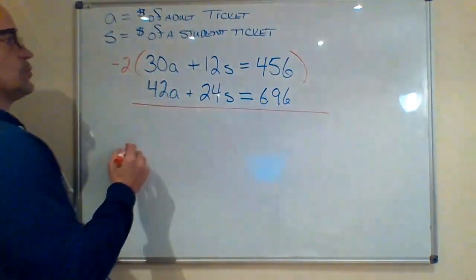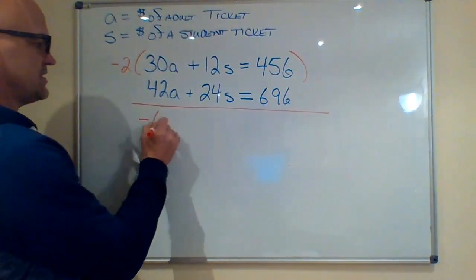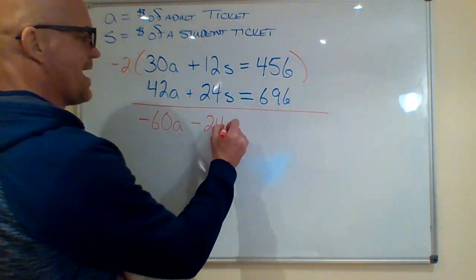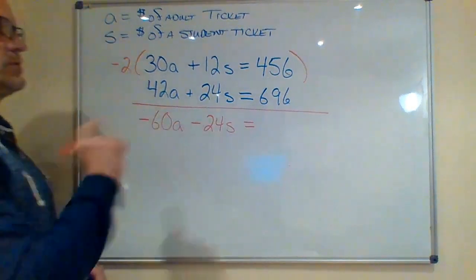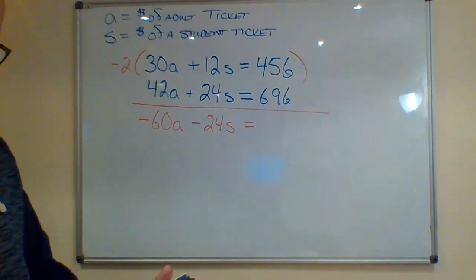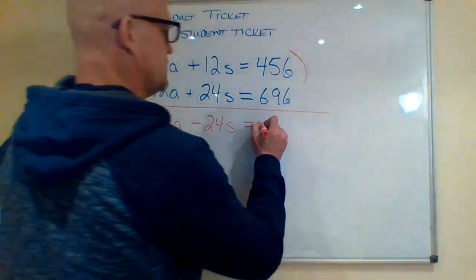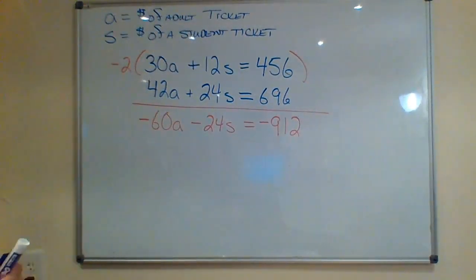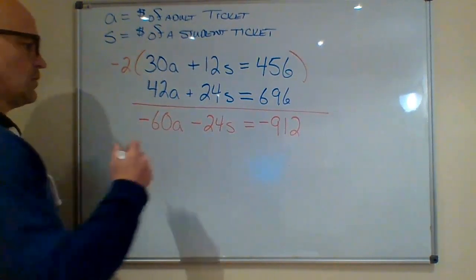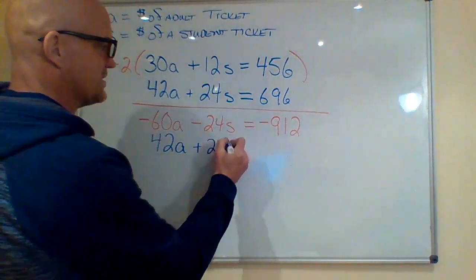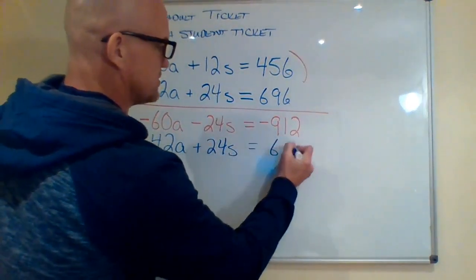So when I do that, that top equation will become -60A minus 24S, and that will equal -2 times that is what? -912, I believe. Let's verify with our calculator just to make sure my mental math is up to snuff. -912. Now we did not change the bottom one because that is positive 24. So I have 42A plus 24S equals 696.